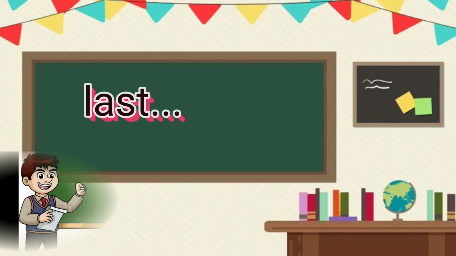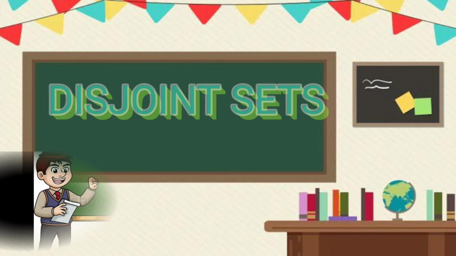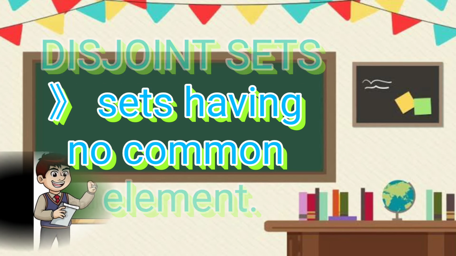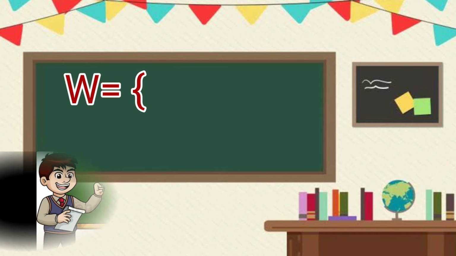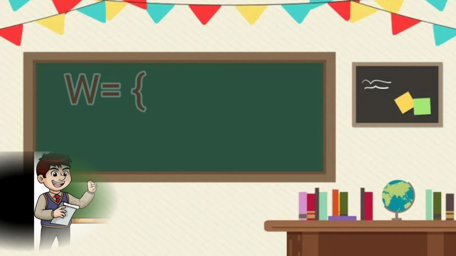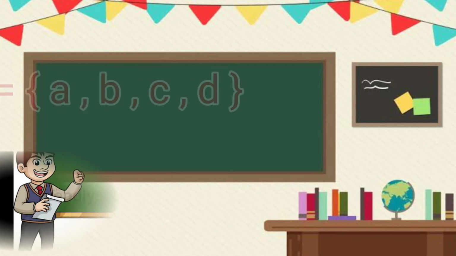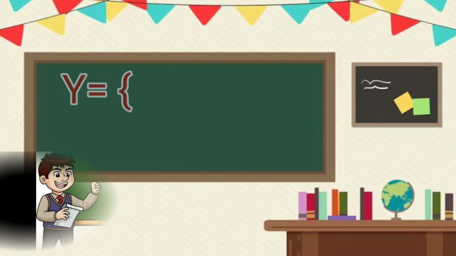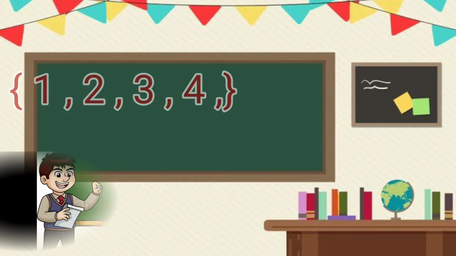And the last kind of sets, we have the disjoint sets. Disjoint sets are sets having no common element. For example, W is a set containing the elements A, B, C, and D. And set Y is a set containing the elements 1, 2, 3, and 4.